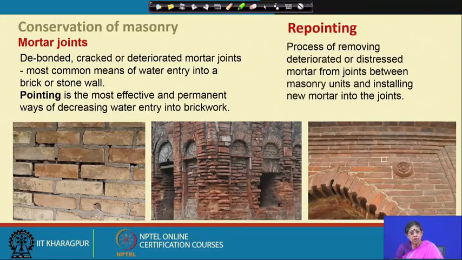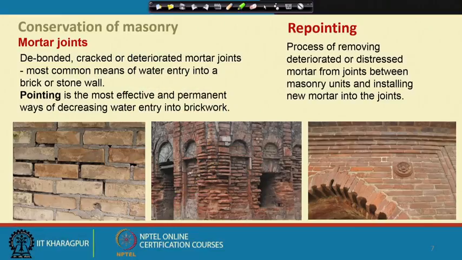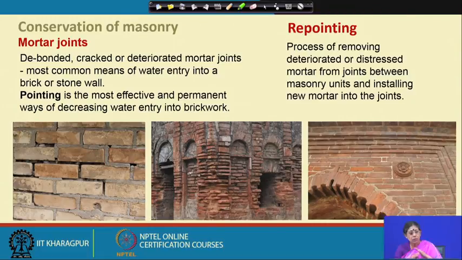So, it is a process of removing the deteriorated or distressed mortar. First it has to be taken out, there are techniques of doing that, the cleaning and other things, and only then the repointing has to be done. The deteriorated or distressed mortar has to be removed from the joints between the masonry units and new mortar installed into the joints. There are different techniques for that, skill is required.